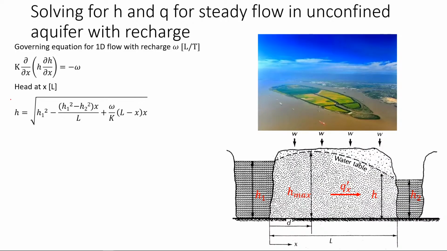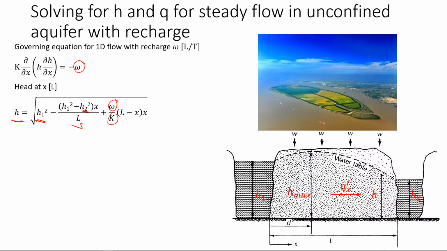If you integrate this twice, you will get this H. So here H is a function of what? It's a function of H1, H2, the length between H1 and H2, hydraulic conductivity, and recharge. That's the recharge, or this source and sink term.